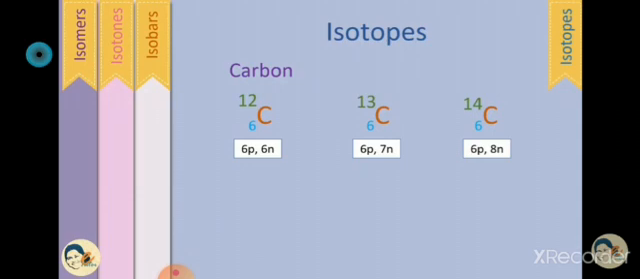In the second element, we have 6 as the atomic number and 13 as the mass number. How can we calculate the number of neutrons? We subtract 13 minus 6, so we get 7 neutrons. In the other type of carbon, we have the mass number 14 and atomic number 6. We subtract 14 minus 6 and get 8 neutrons. Understood?